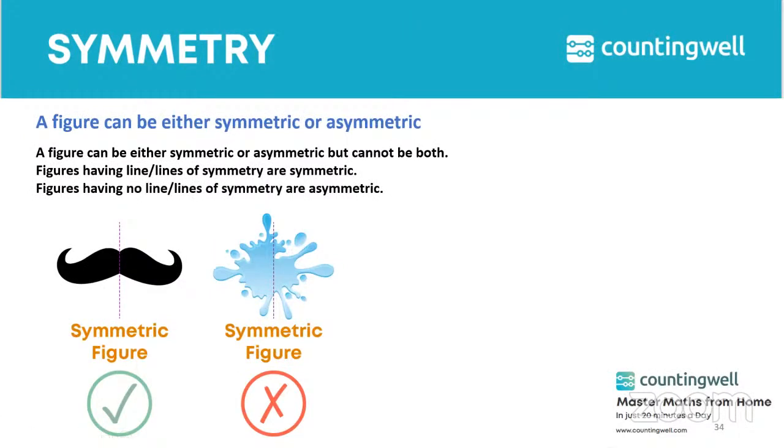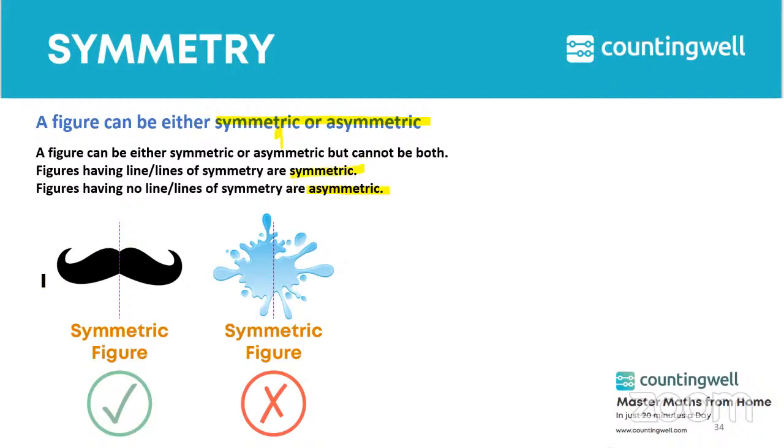Next, a figure can be either symmetric or asymmetric. This means a figure cannot be both symmetric and asymmetric. It can be either symmetric or it can be asymmetric. So when a figure does not have any line of symmetry, it is asymmetric, whereas a figure having one line or more than one line of symmetry is a symmetric figure.